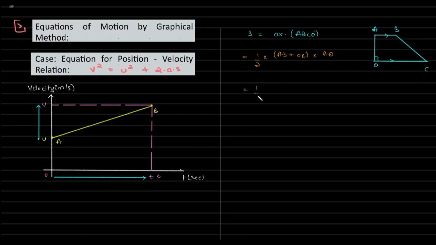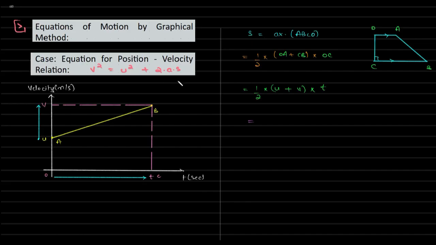Now what is AB? Oh my bad, that's not AB, this is OA. The whole thing changes, OABC. So the sum of parallel sides is OA plus CB and the height is OC. Now OA is nothing but your U, plus CB is nothing but this entire line, that is V, into OC, which is nothing but T.